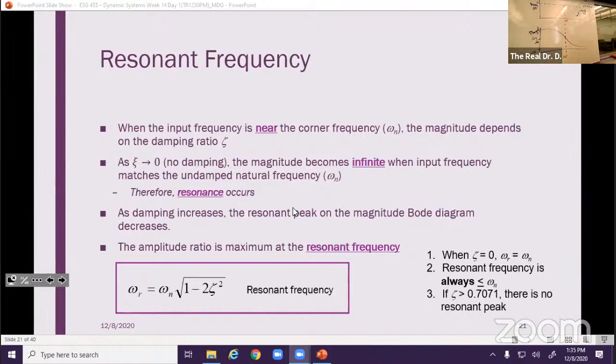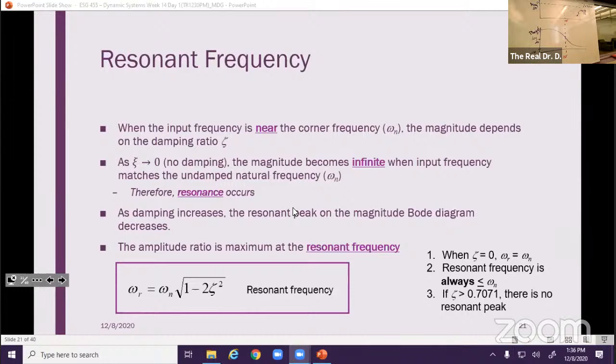So a couple of notes about resonant frequency. 1, when zeta is equal to 0, the resonant frequency is equal to the natural frequency. When there's no damping, the resonant frequency and the natural frequency are the same. Resonant frequency is always less than or equal to omega n, right? I mean, if you look at this equation, I think that makes sense.